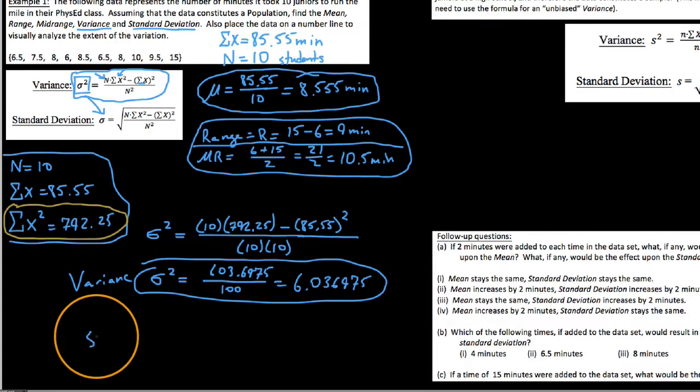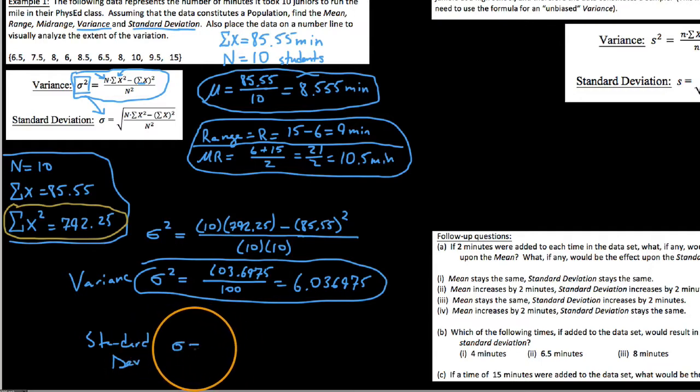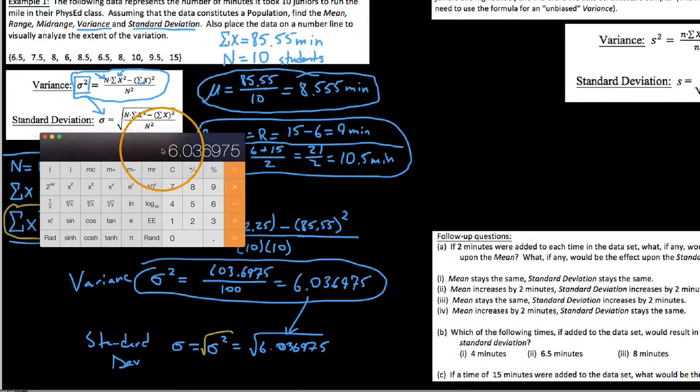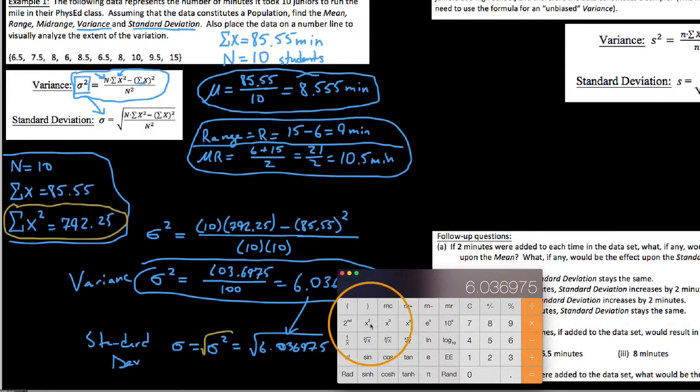And in order to find the standard deviation, all we need to say is that really it's just sigma, which is equal to, I'm going to write symbolically here, the square root of sigma squared. So in other words, we're going to take the square root of this number right here, which was 6.036975. And since we didn't erase it on your calculator, and you shouldn't erase it, we're going to take the square root of this, and what you get is about 2.457.